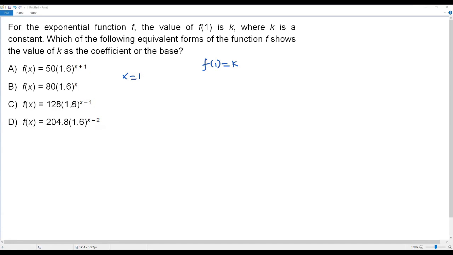So that is in answer choice C, because when I plug in x equals 1 over here, the exponent will become 0, then we'll have 1.6 raised to the power of 0. Any non-zero number raised to the power of 0 equals 1, so the value of this will become 1. 1 times 128 is 128. So when I plug in x equals 1 into the function f of x in answer choice C, I'm getting k equals 128. And I find the value of k, 128, as the coefficient over here. So the correct answer choice for this question is C.